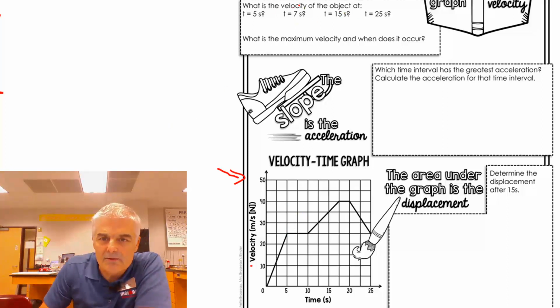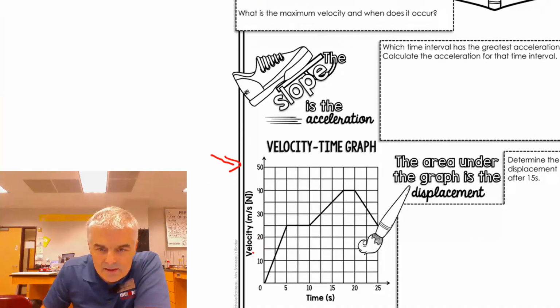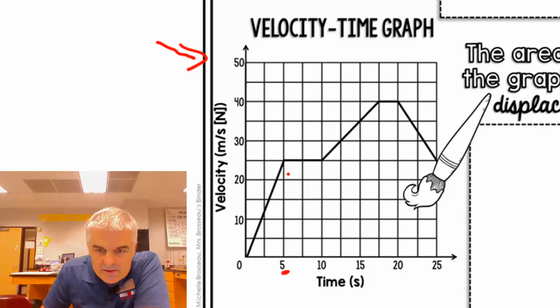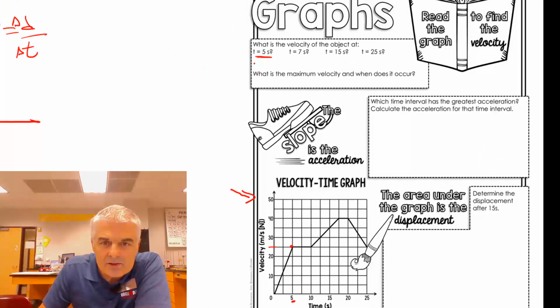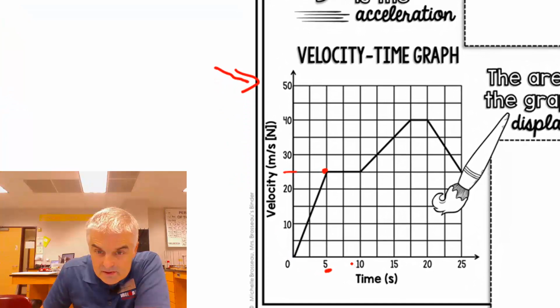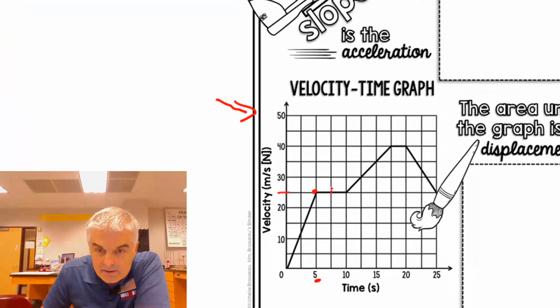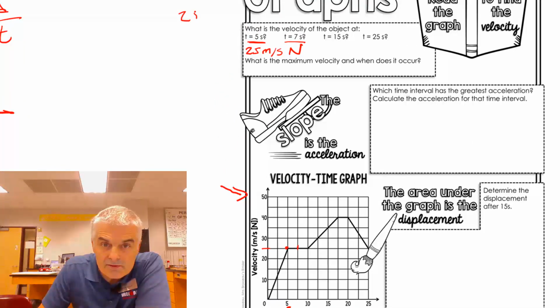So let's take a look at this object right here. What's the velocity of the object at t equal to 5 seconds? So if we come down here, we find t equal to 5 seconds. We come up right here, and what do we get? That's right, the answer is 25 meters per second to the north, because this, by the way, is velocity in the northern direction. What about at t equal to 7 seconds? So we'll come to 7 seconds, that's about right here. That's also 25 meters per second. Do you see that? This is also 25 meters per second.